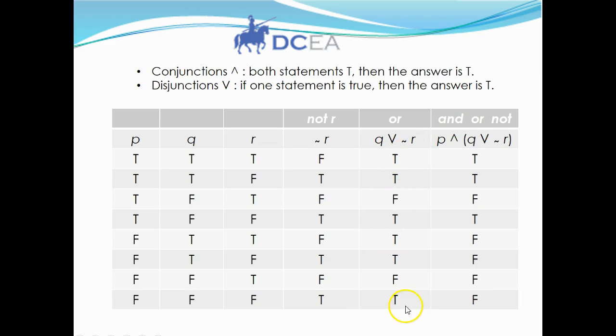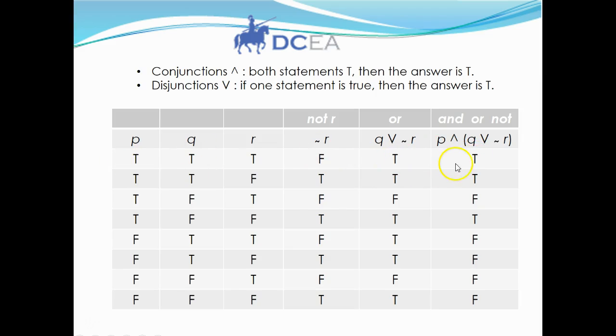Now that we have these answers, we can go ahead and do our full statement, and we're going to add the column P. Now this is an AND. With an AND, you need two true statements to get a true answer. If there's a false in there, it will be false. So we look at P and our answer to determine this answer.